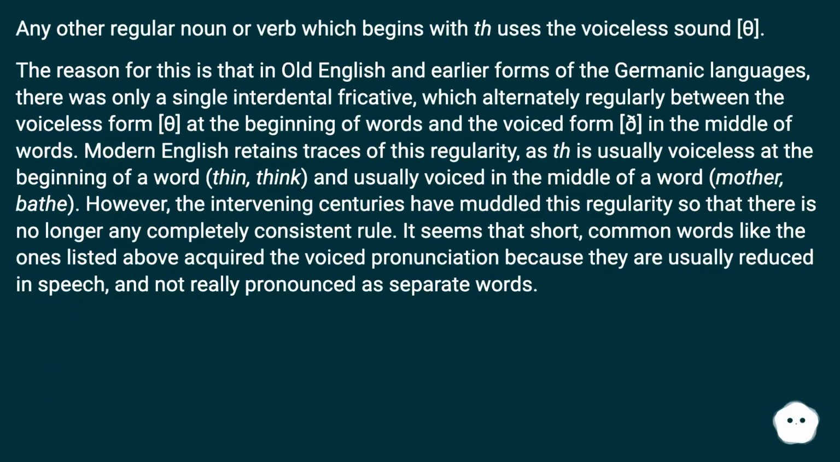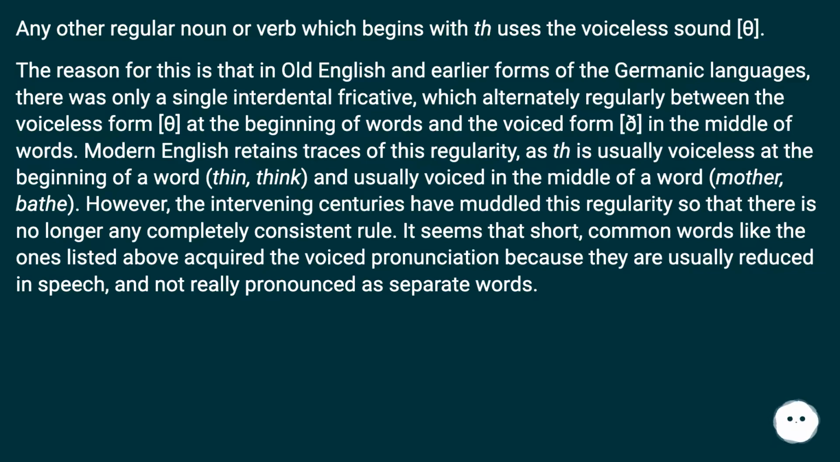The reason for this is that in Old English and earlier forms of the Germanic languages, there was only a single interdental fricative, which alternated regularly between the voiceless form, theta, at the beginning of words and the voiced form in the middle of words. Modern English retains traces of this regularity, as th is usually voiceless at the beginning of a word, thin, think, and usually voiced in the middle of a word, mother, bathe. However, the intervening centuries have muddled this regularity so that there is no longer any completely consistent rule.